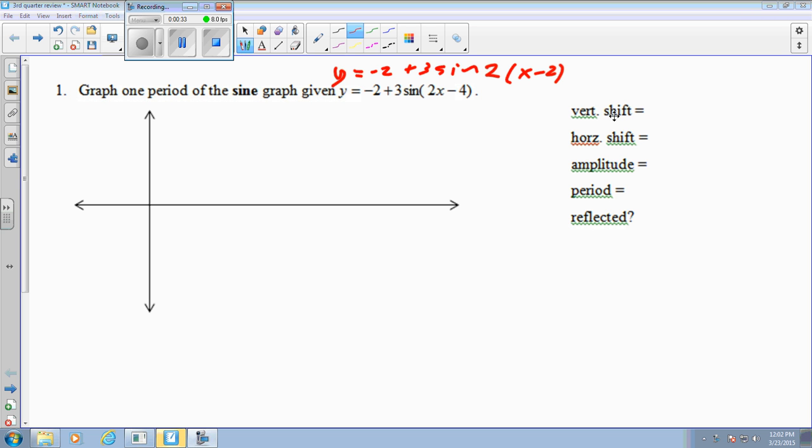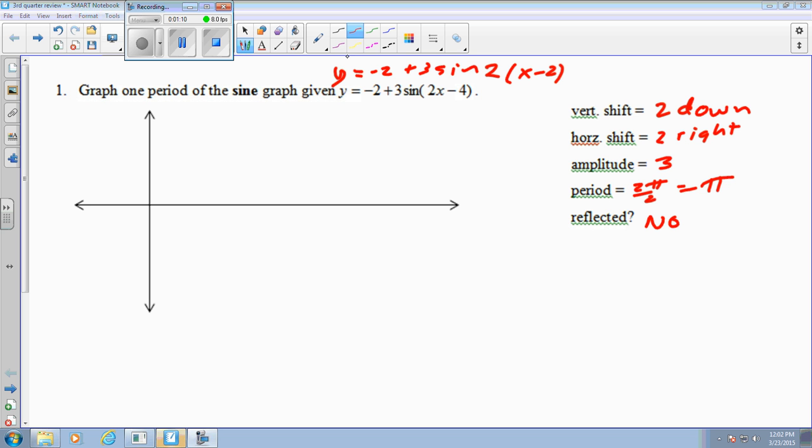And my vertical shift is this number here, so I'm going to go with 2 down. My horizontal shift is the number in here, opposite of that, so we're going 2 to the right. My amplitude is the number in front of the sine. We'll call that 3. And my period, since it's a sine function, would normally be 2 pi divided by the number right there. So I'm going to put 2 pi divided by 2 gives me pi. And if this number right here is negative, it's reflective, but in this case it's no.